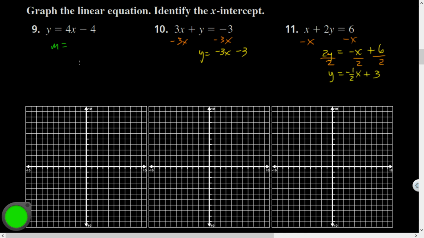Austin, what's the slope here? What's the slope? It's the coefficient of the x. It's 4. All right, let's see.